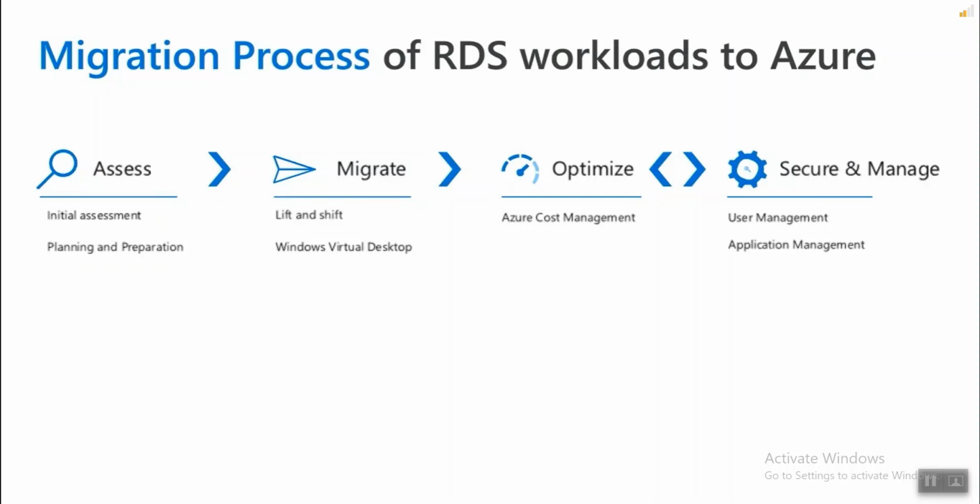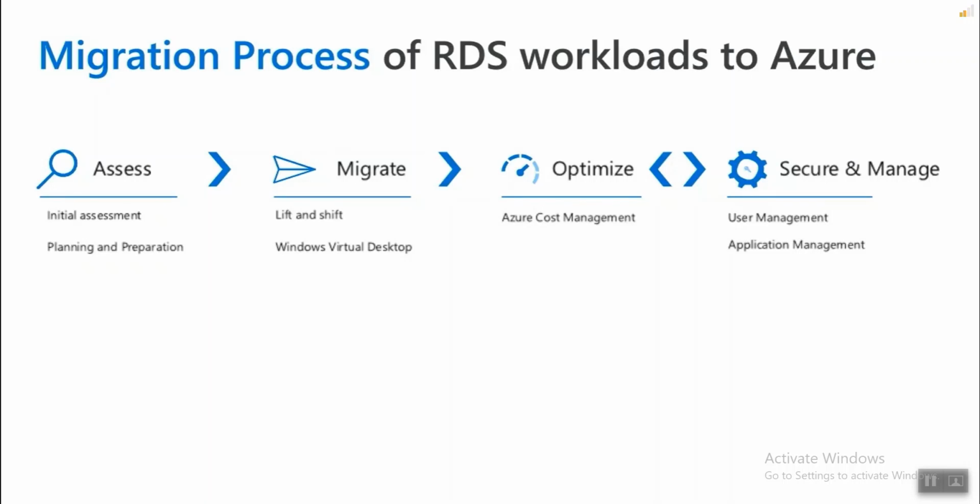The migration step is where you perform the actual migration, and you either do a lift and shift migration or you migrate to Windows Virtual Desktop. And lastly, optimization, security, and management. These 2 actually are cyclic, wherein you are optimizing for both cost as well as management on Azure, and you're improving security and adding either more applications or you're doing some kind of user management, which feeds back into optimization. So these are the 4 distinct steps that you have in the whole migration process. In the upcoming slides, we are going to be going into depth for each of these steps.